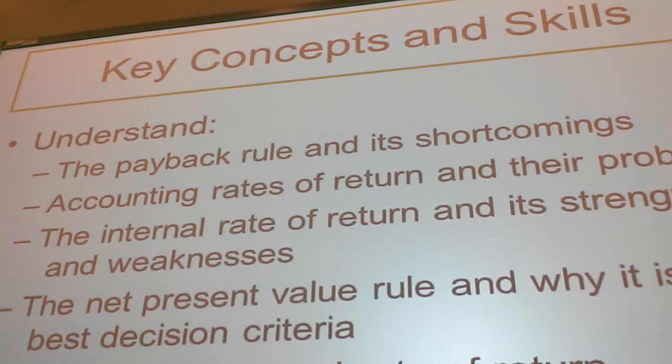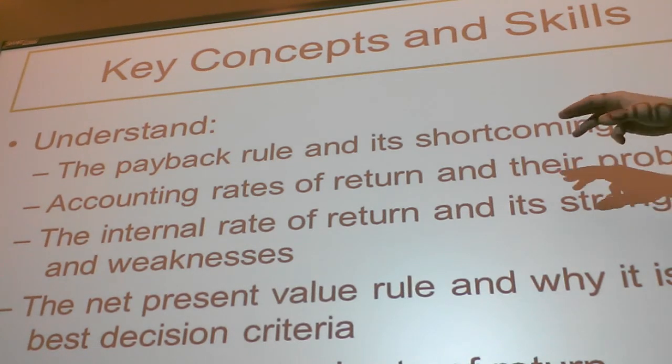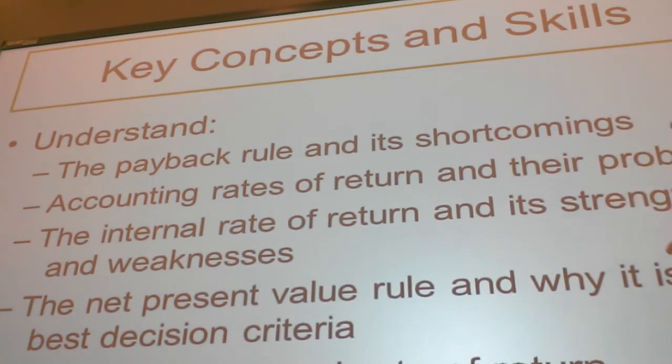We're going to want to understand the payback rule and its shortcomings. We're not going to cover accounting rates of return and their problems. There's problems with these. There's no real reason to go into that. But you should know that there's a number of ways to go about decision-making criteria. One's the payback rule. One's accounting rate of return. We're going to skip through that. It's good to know that there's an alternative method, though, and that's the accounting rate of return.